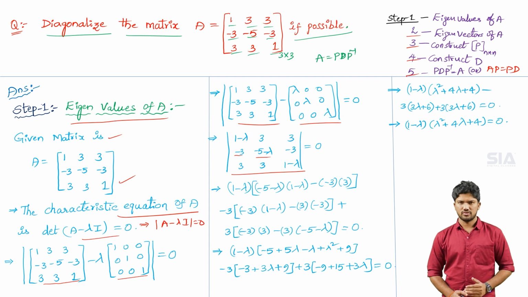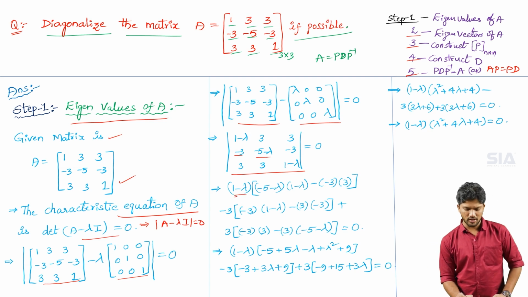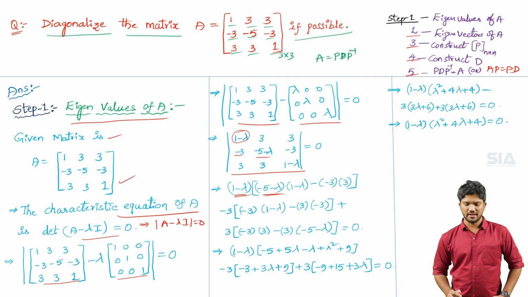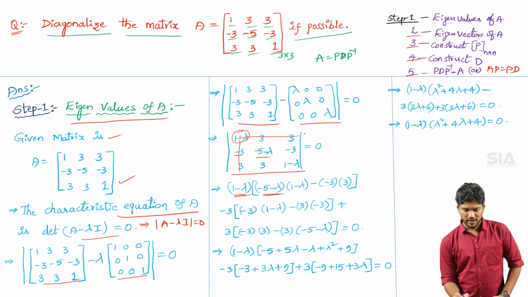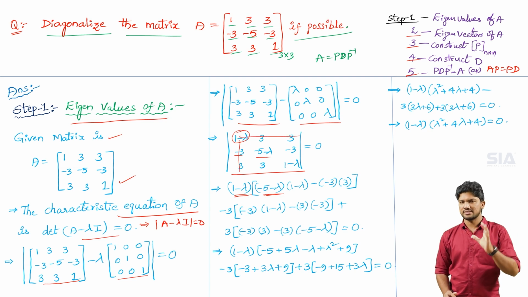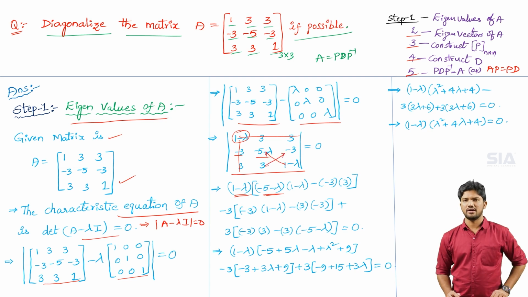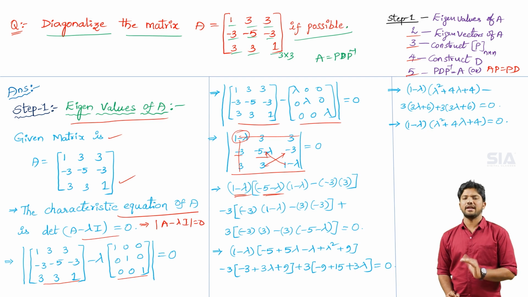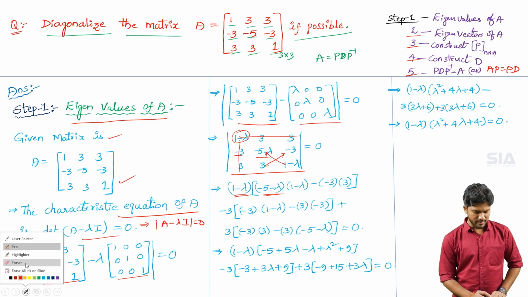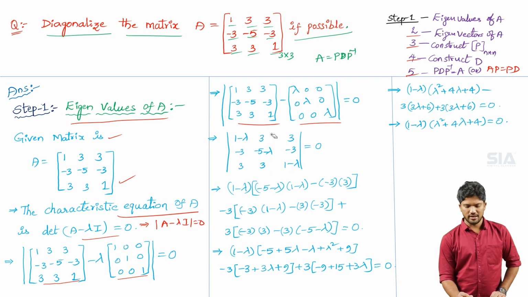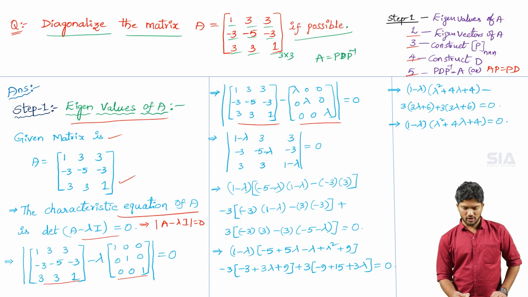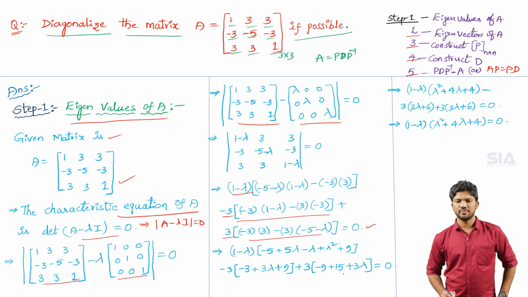You know very well how to find the determinant of a 3 by 3 matrix from the regular process. So (1 minus lambda) into [(-5 minus lambda)(1 minus lambda) ...]. For that value, we ignore the first row and first column, and for the rest of the 2 by 2 matrix we apply the AD minus BC formula. Similarly, for the second element and the third element in the first row we do the same process, with the signs minus 3 and plus 3, equal to 0.